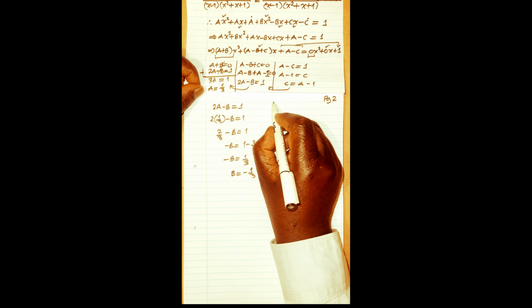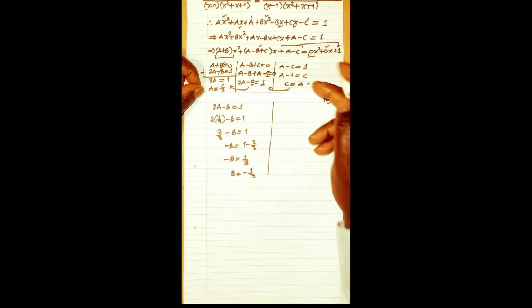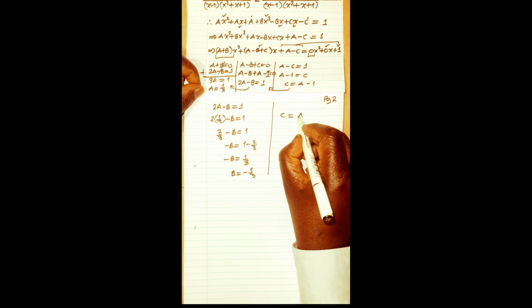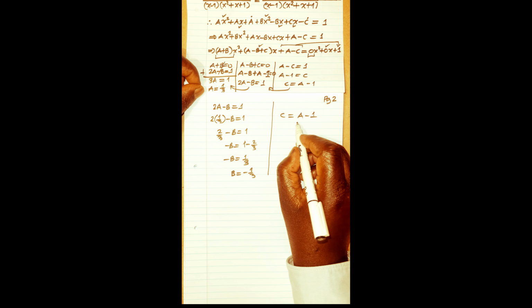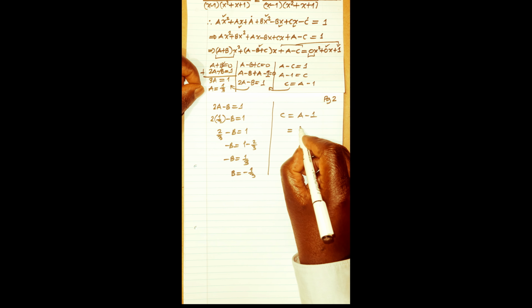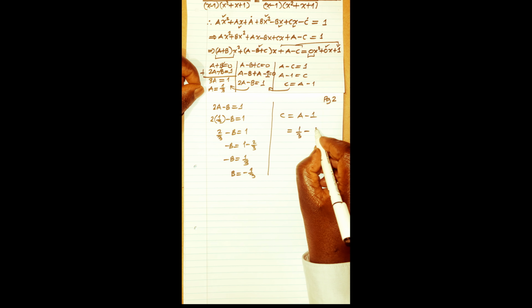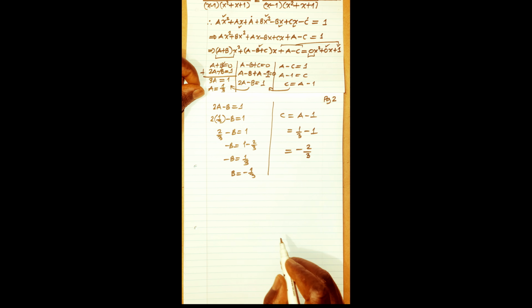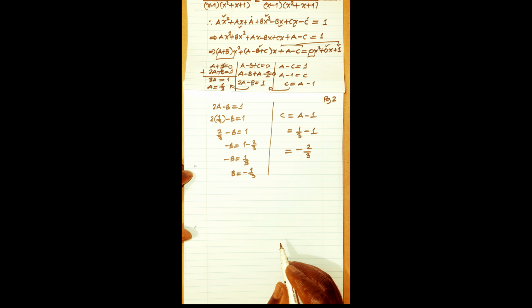And then move to the second part. The last part is this part here. What is c? C is a minus 1 actually. So what is a? Well, a is 1/3. So this is going to be 1/3 minus 1. And the answer is minus 2/3. So now we know the values of a, b, and c.